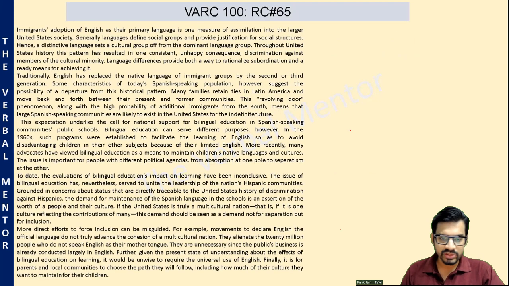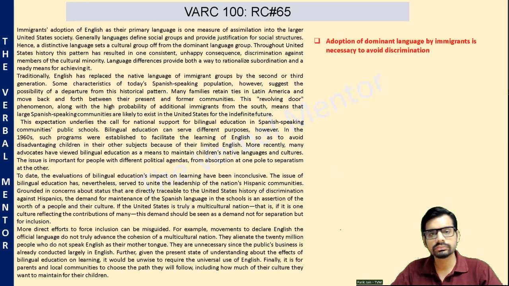Let us begin RC number 65. A quick synopsis of the passage first. So in the first paragraph, the author says that the adoption of the dominant language by immigrant groups is necessary to avoid discrimination. So immigrant groups to the United States will have to adopt the English language if they want to avoid discrimination against them.